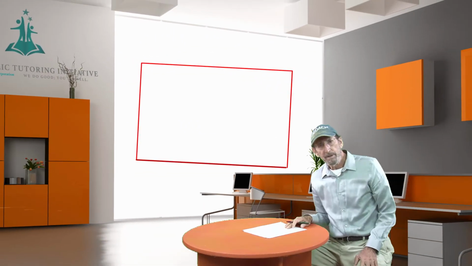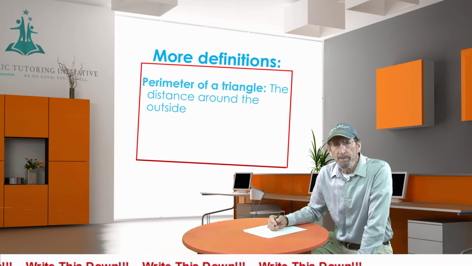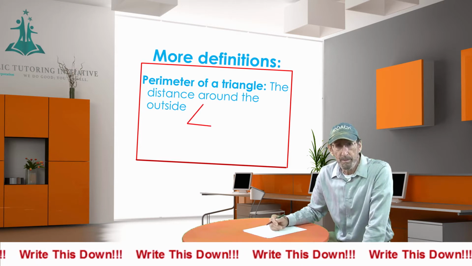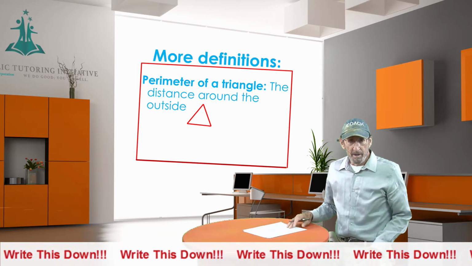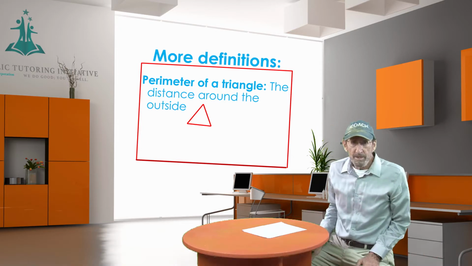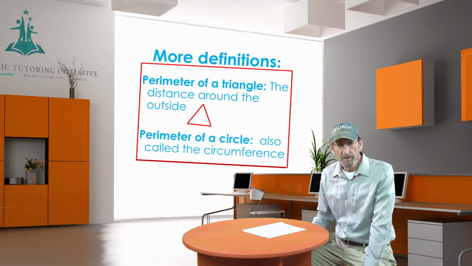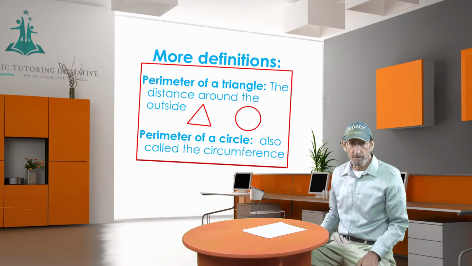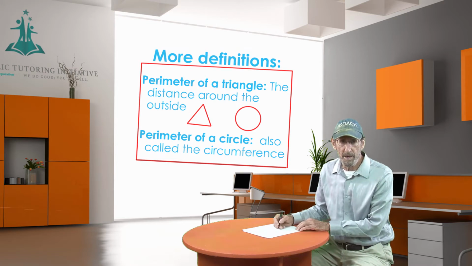Okay, let's get a couple more definitions out of the way. What's the perimeter of a triangle? Well, I'm sure you know that the perimeter is the distance around the outside of the figure. It doesn't matter what kind of a figure it is, except the perimeter of a circle has a special name. It's called the circumference. Well, we'll get to circles later. But just remember, the perimeter is the distance around the outside.